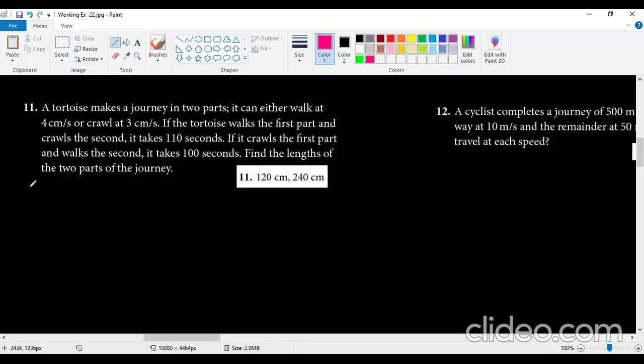Here, I will divide this into two parts. First is walk first and crawl second. When we walk first and crawl in the second part, the equation is going to be different. And for crawl first and walk later, it's going to be different.